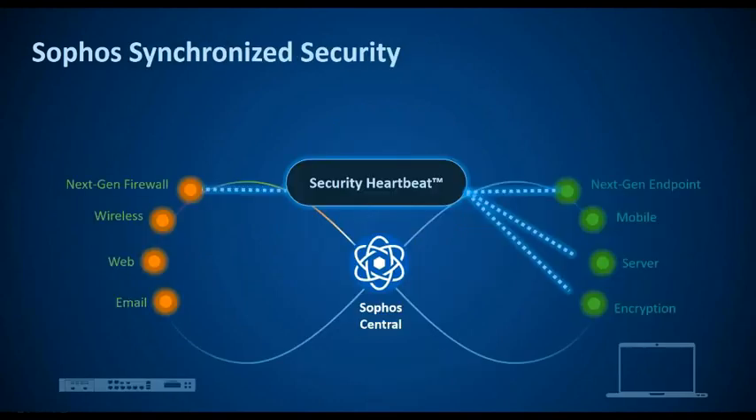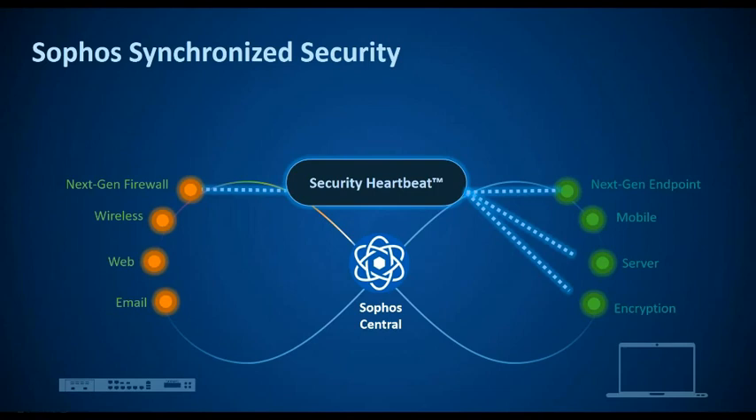And also with Intercept X, for those of you that are using Sophos firewalls, particularly our XG firewall, then you've got the ability to use synchronized security. By registering your firewall in Sophos Central, essentially what that allows to happen is your endpoints can all of a sudden start talking to your firewall. So if your firewall sees one of your endpoints talking to a command and control server, for example, it can tell the endpoint and then isolate it, or it can automatically isolate the endpoint and stop it talking out on the internet.